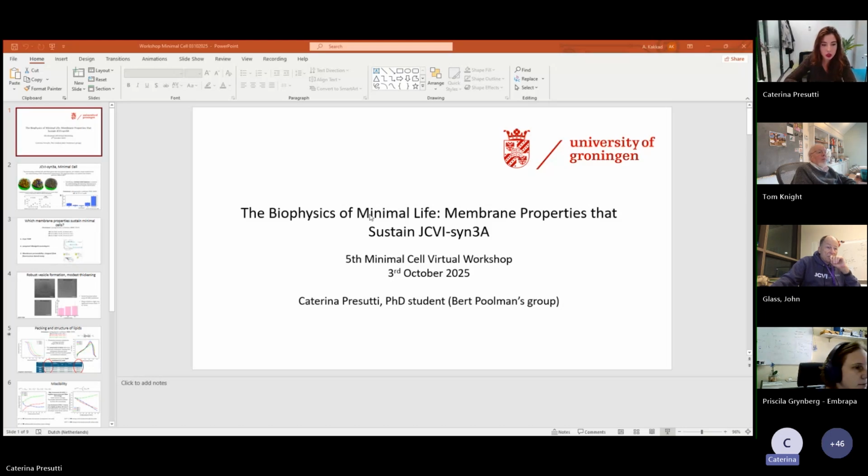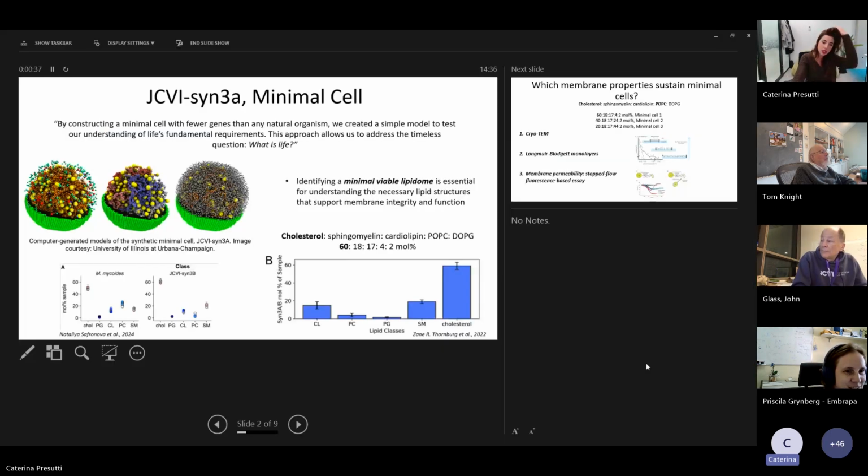And so this highlights an important feature, namely that unlike the proteome, most of the lipidome of the JCVI is not genetically encoded, but is shaped by environmental availability and biophysical constraints. This highlights the membrane as an evolutionary constraint, where genes can be reduced extensively, but the lipid composition cannot be arbitrarily altered without losing viability.